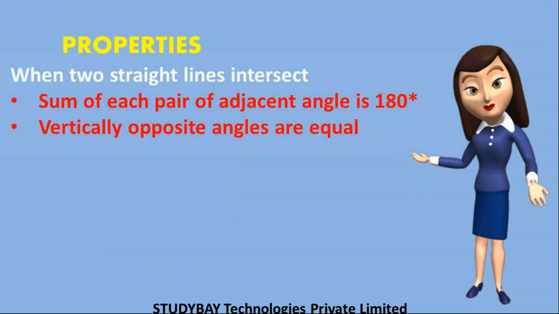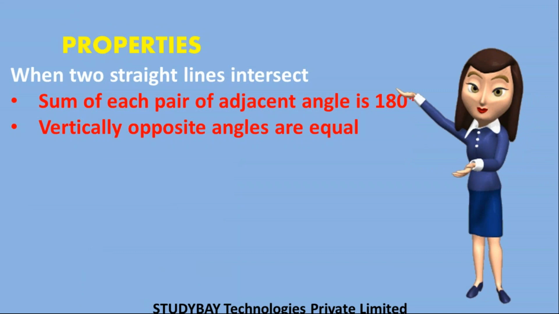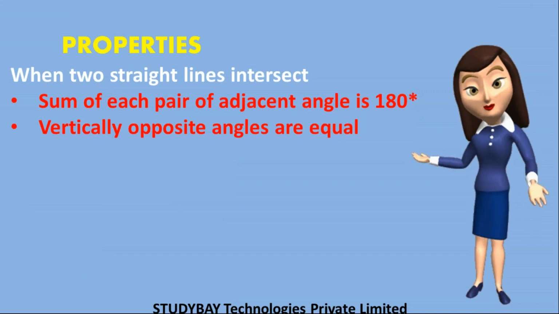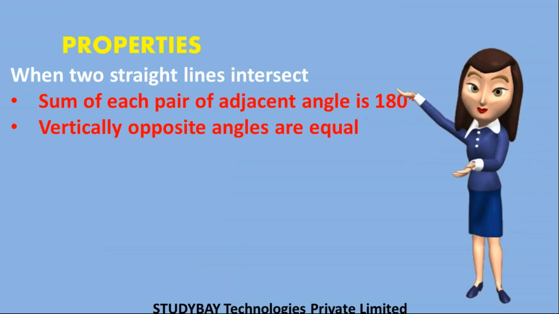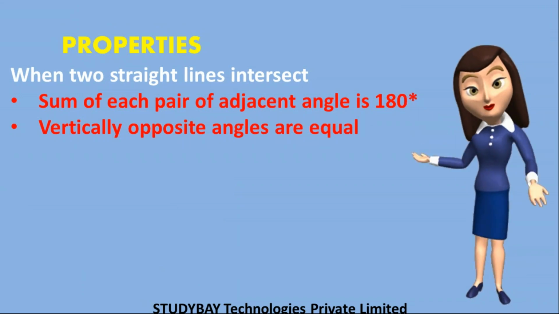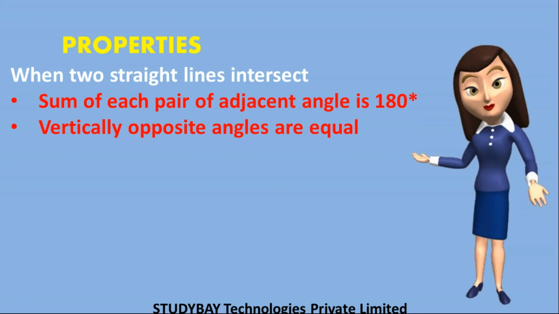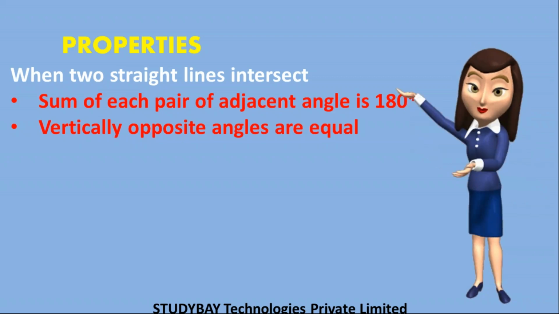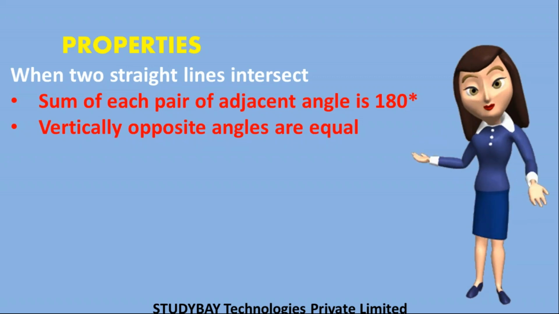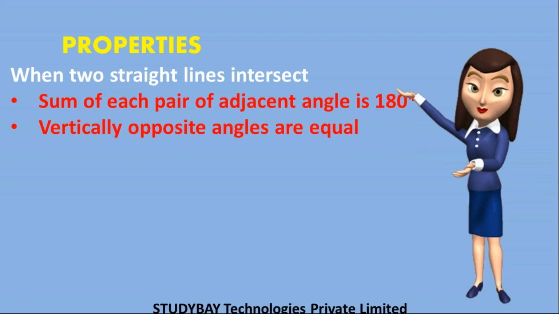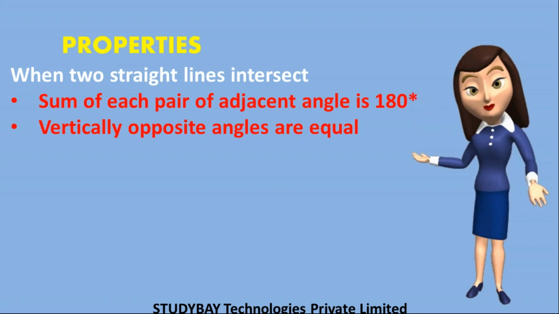Now, properties of supplementary or complementary angles. When two straight lines intersect each other, then the sum of each pair of adjacent angles is 180 degree. What I told you about adjacent angles, that means those angles which share a common vertex, have one common arm, and the other two arms are opposite to the common arm. Another important point is that vertically opposite angles for two intersecting lines are always equal.